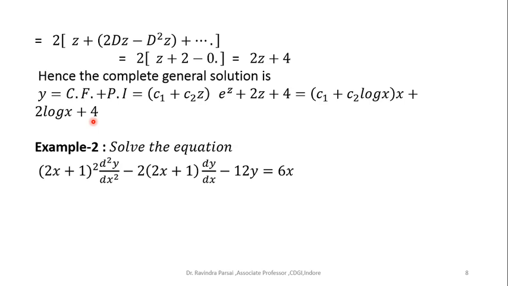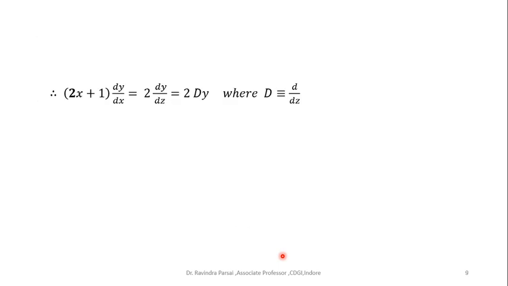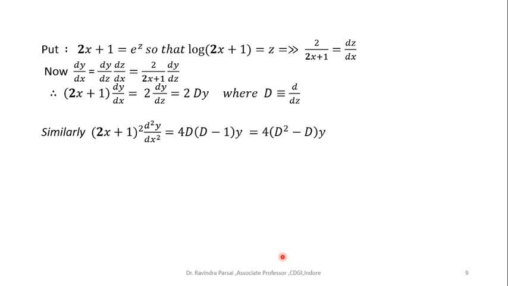Now we concentrate on one more example of this second category: solve this equation. So the given equation is (2x plus 1) whole square d2y by dx square minus 2 of (2x plus 1) dy by dx minus 12y equal to 6x. Again by using the substitution 2x plus 1 equal to e raised to z, so that log of (2x plus 1) equal to z.